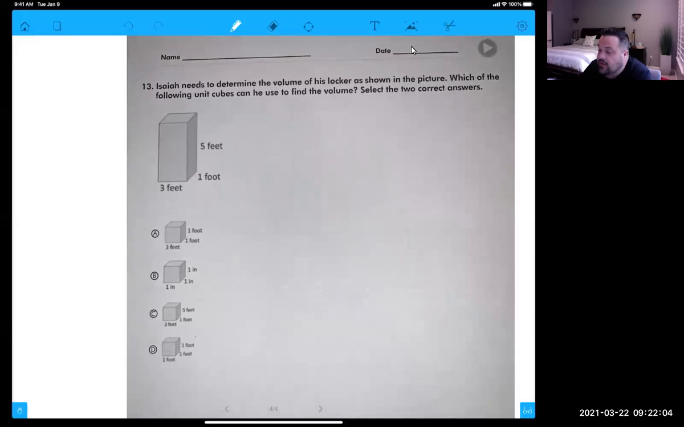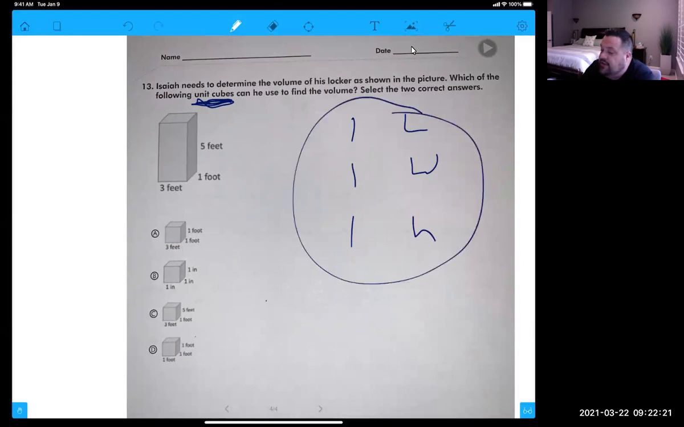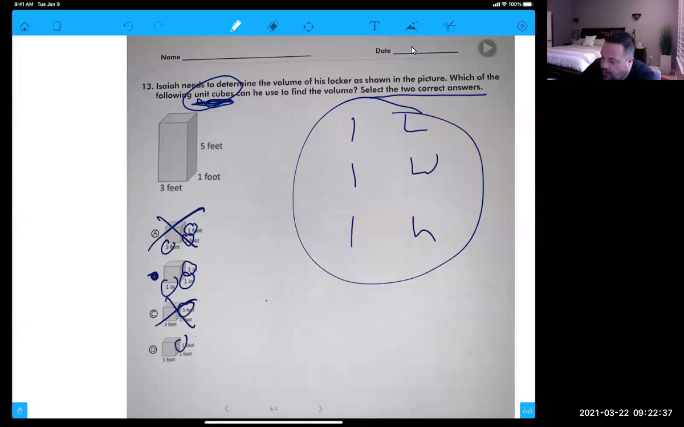So, and the last one, you only need to do the first 10, which are the only ones that are in Canvas, but I just want you to see these ones. So Isaiah needs to determine the volume of his locker, which of the unit cubes. So we know it's all got to be 1s, right? The length, the width, and the height all have to be 1s, right? When you see unit cubes. Select the 2 correct answers. Well, 1, 1, 3. That's not it. 1, 1, 1. That is one of the answers. 5. Nope. 1, 1, 1.